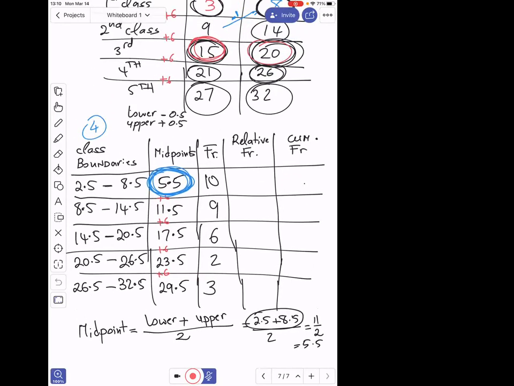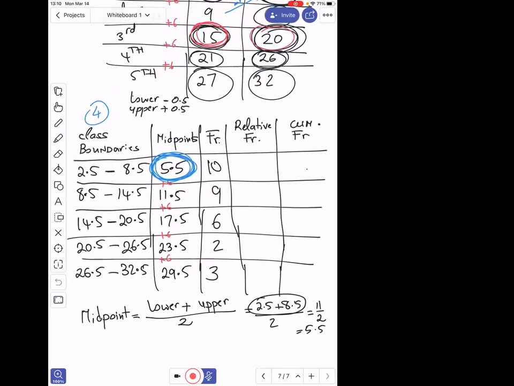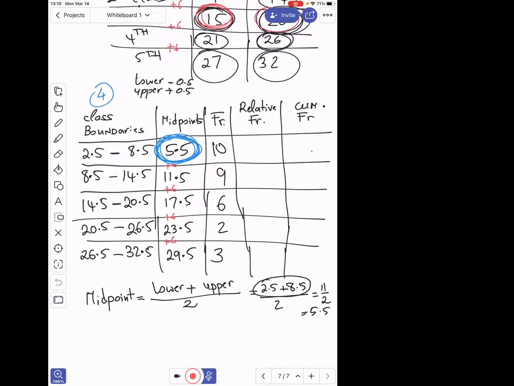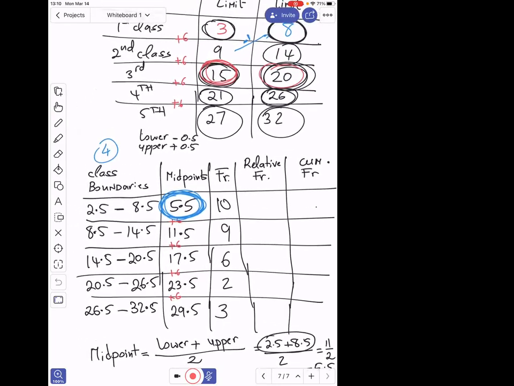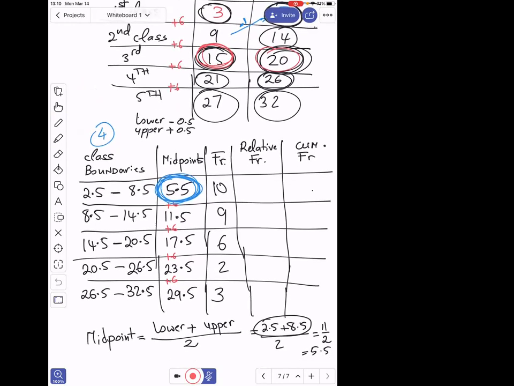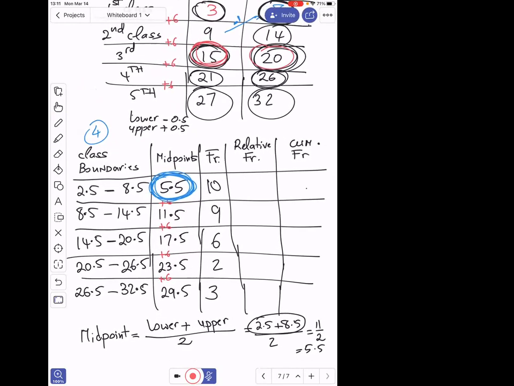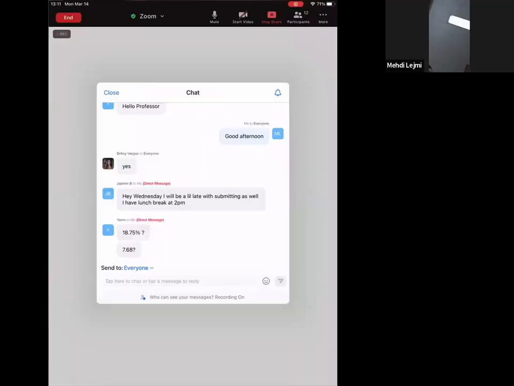All right. So you got your frequency, guys. I guess everyone knows how to get the frequency. So again, you just count how many values are between the lower and the upper limit, right? The lower and upper limit are included, right? Let me see the chat, make sure that there are no questions.